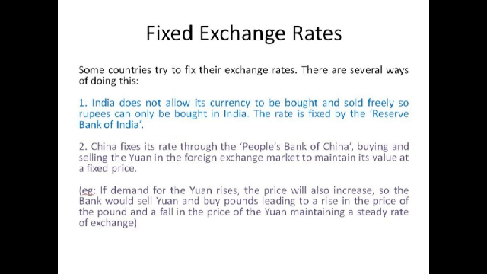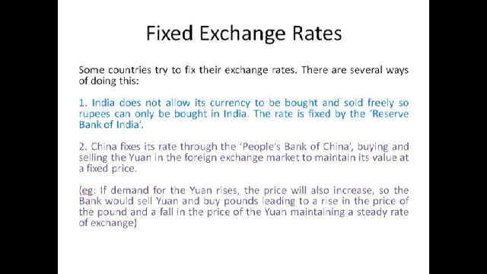And then we have the fixed exchange rates, and some countries try to fix their exchange rates. They're like, we're not going to be controlled by you market forces, we're going to fix it ourselves. And there's two main ways of doing this. So we've got India, which doesn't allow its currency to be bought and sold freely, so rupees can only be bought in India, so the supply never changes. So this rate's fixed by the Reserve Bank of India, and so the exchange rate just stays as it is.